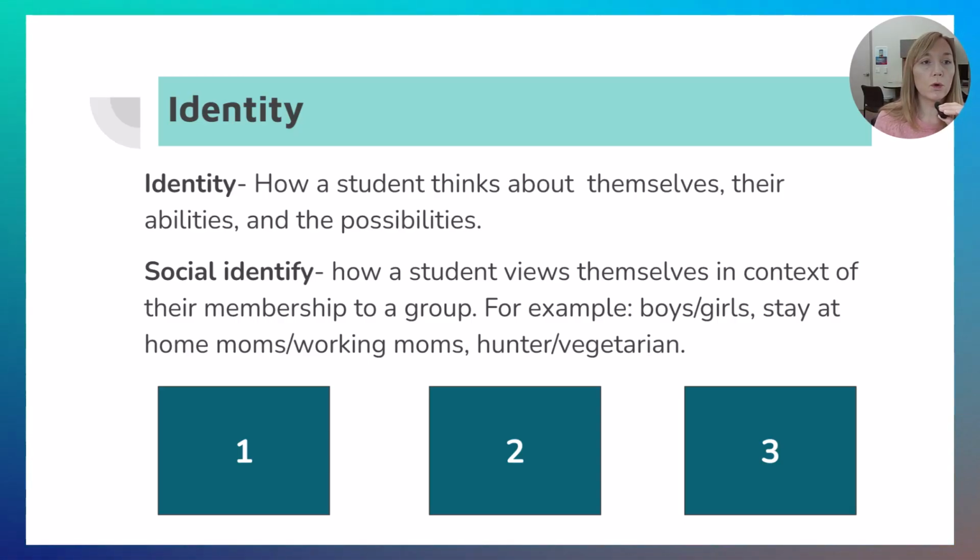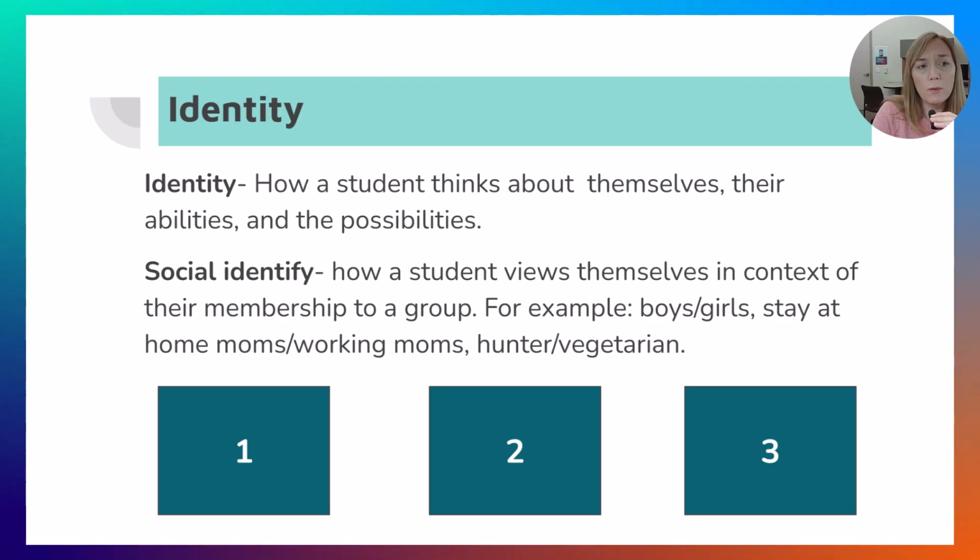So, for example, what groups do we see ourselves identifying in that are social categories? Do we identify as a boy or a girl? Do we identify as a mom, working mom, a stay at home mom? Or do we identify ourselves as vegetarians or meat eaters or hunters? All of those things are social identities. They've been defined by society for us, and then we place ourselves in one category or another.